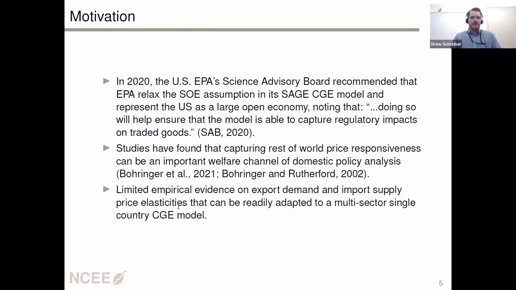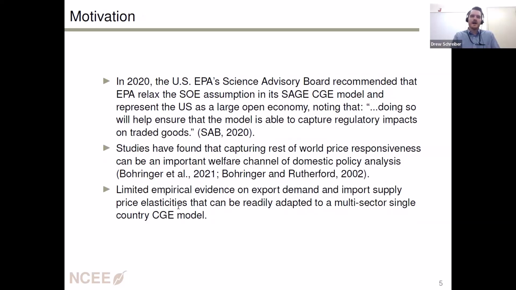So just by way of motivation, some might be wondering why someone working at EPA, an environmental economist, might be interested in this trade application. At EPA, we have our own CGE model called SAGE. It's a dynamic model of the U.S. economy, and it's geared towards modeling environmental regulatory applications.